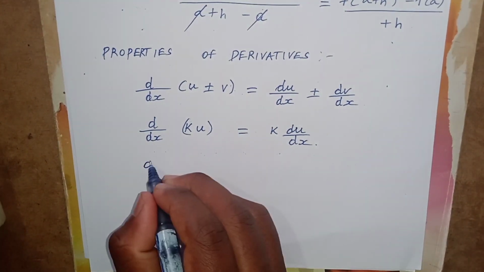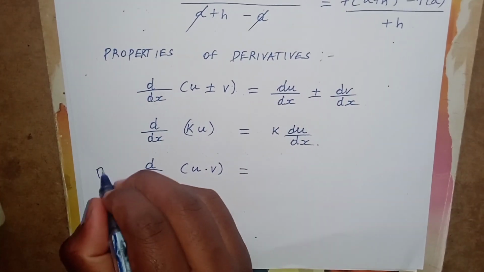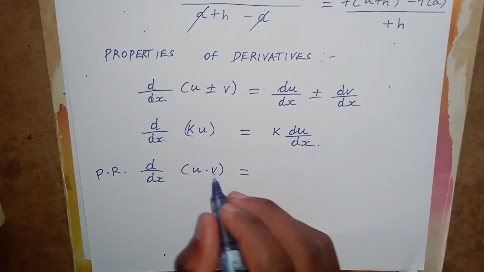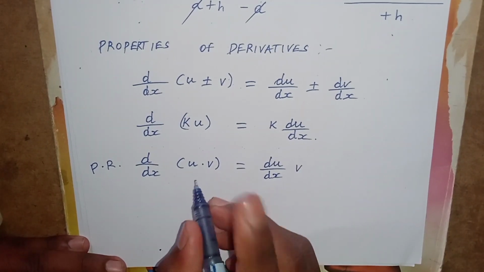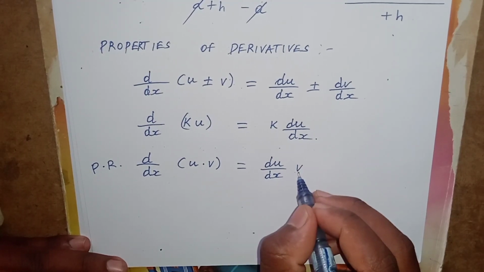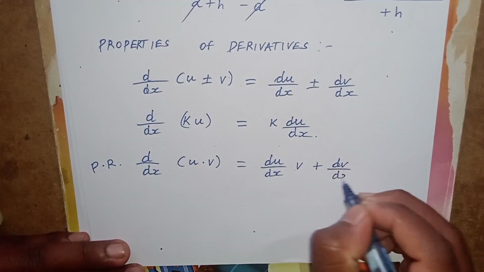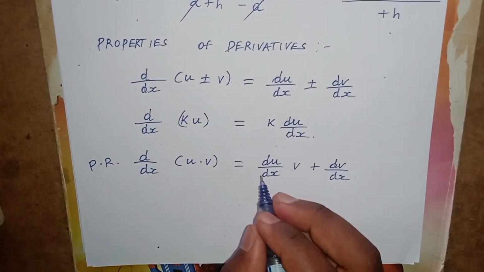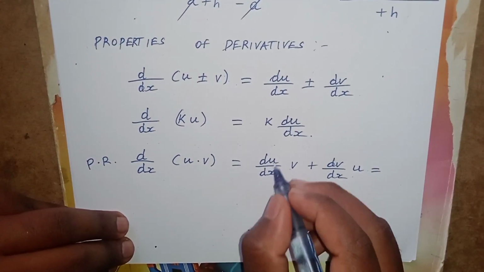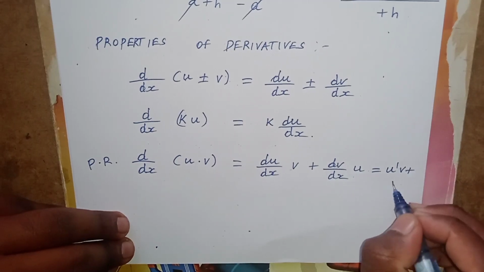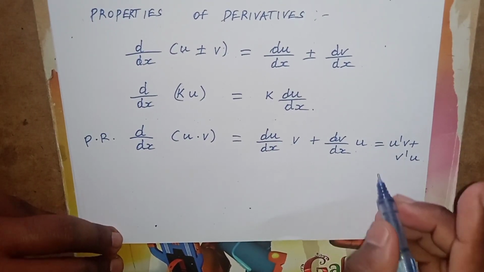Next, d by dx of u times v. We call this the product rule, because these two are in product. First we differentiate the first term, du by dx, and the second function is kept as it is, without any change. Similarly plus dv by dx: now the second function is differentiated one time and the first function is kept as it is. So we can say d of uv by dx is u dash v plus v dash u. This is our product rule. Dash means the one time derivative.